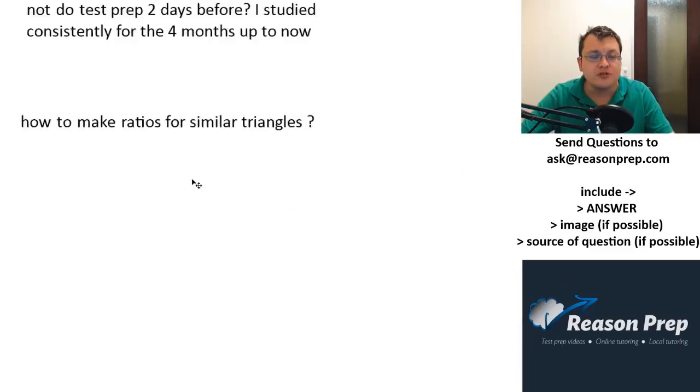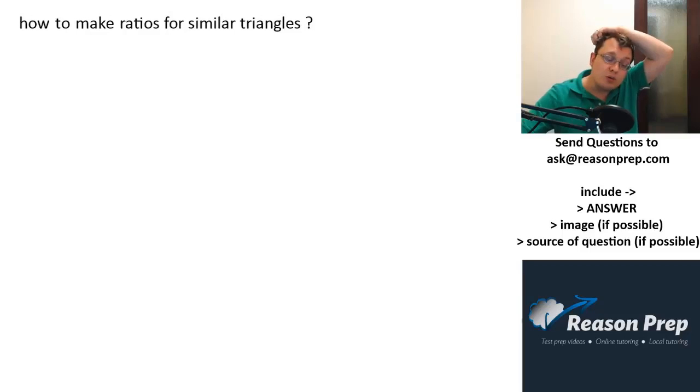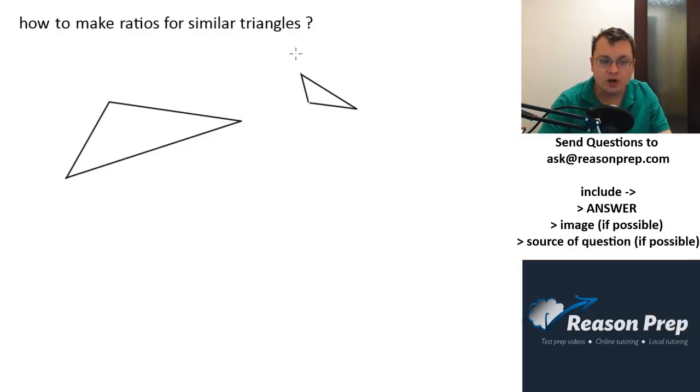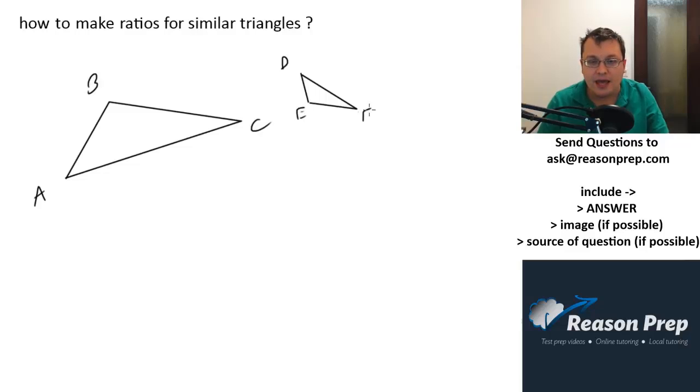How to make ratios for similar triangles. So what you want to look for, let's say we have two triangles. This is a general thing we can talk about. Let's say we've got two triangles. They look like this. And we're going to call them ABC and DEF. And we want to set up proportions in these triangles.